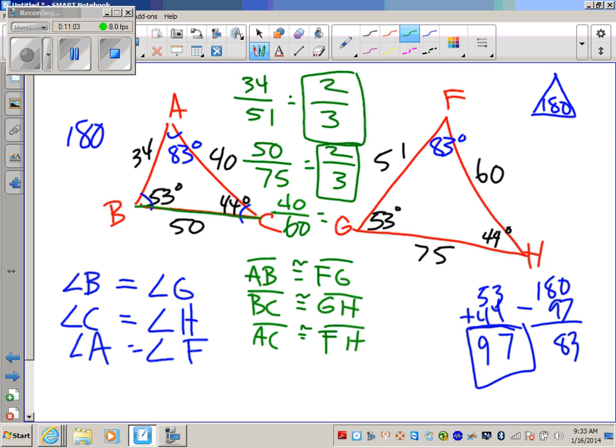Because they have 20 in common. So if they're all working out with the same ratio, these triangles are definitely similar. If there's a ratio that does not work out, even if it's one of them, and you break it down, you simplify it, and it's not the same as the other two, that triangle is not similar.